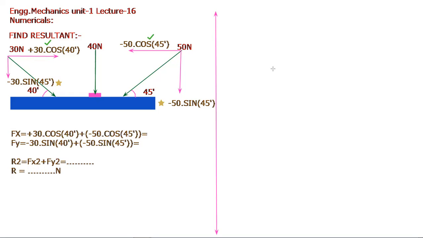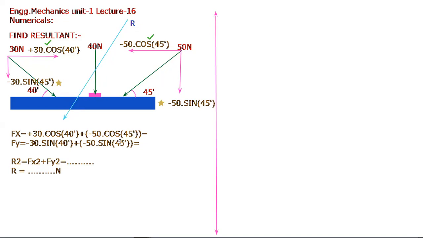Suppose that this is your resultant. Means it is just our assumption that this is our resultant. We don't know its quadrant. Because resultant is a virtual force. It is not the actual force. It is the combined effect of these three forces: 30 Newton, 40 Newton and 50 Newton.